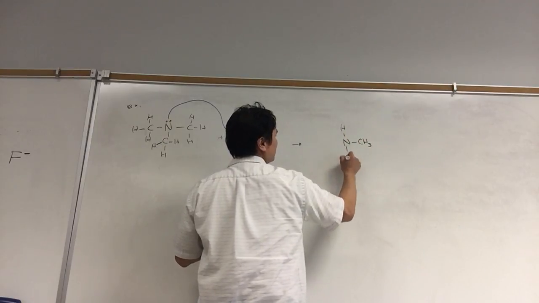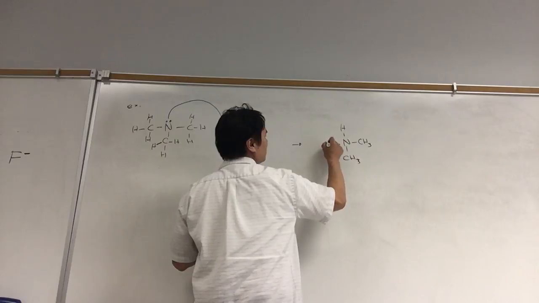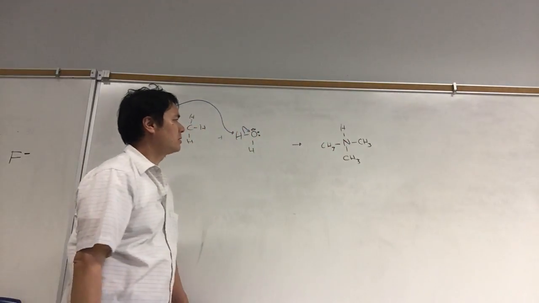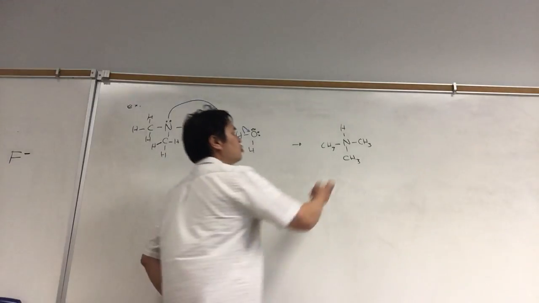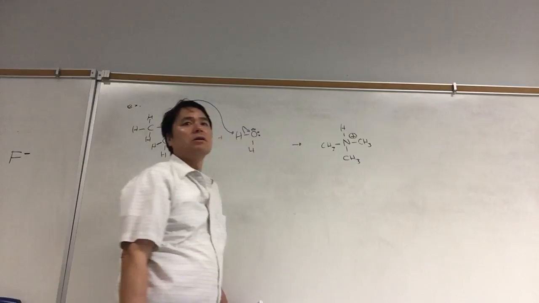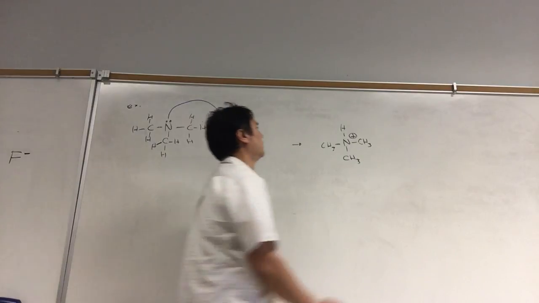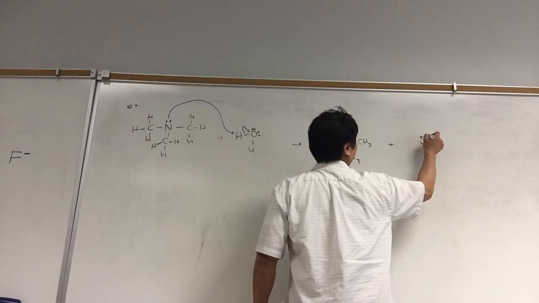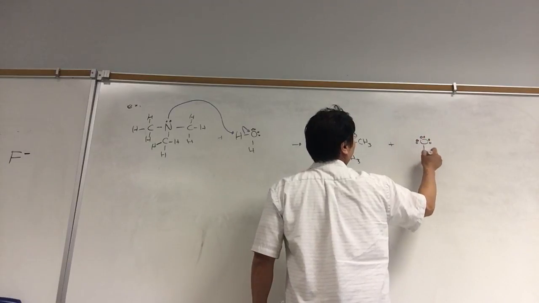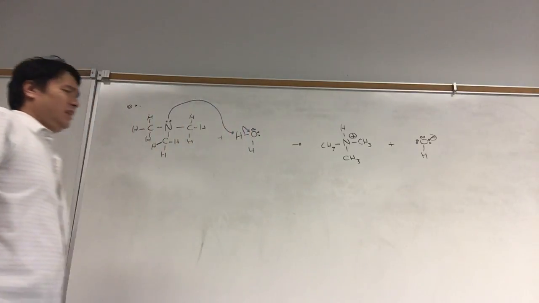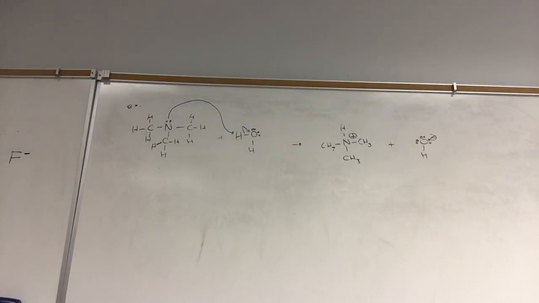I'm going to condense these. These are condensed structural formulas rather than expanding it out. We'll just call it CH3. This is called the trimethyl ammonium ion. Trimethyl ammonium and hydroxide. I'm going to get rid of the brackets this time. And so it's the same thing.